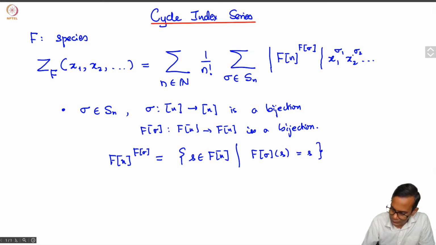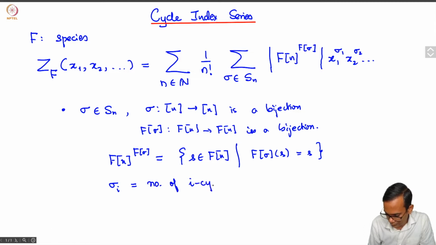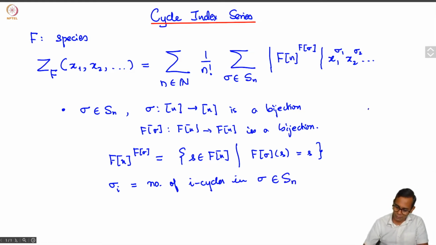And what about these exponents here? Sigma i is the number of i cycles in the permutation sigma in Sn. So the cycle type of sigma is going to be 1 to the sigma 1, 2 to the sigma 2, and so on.